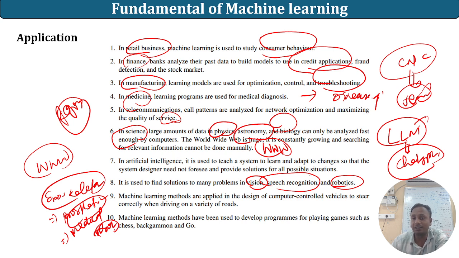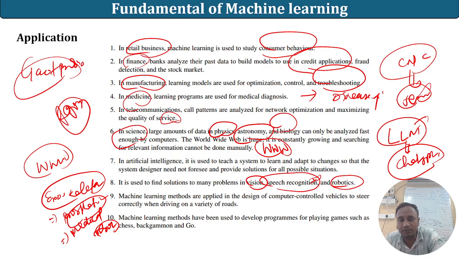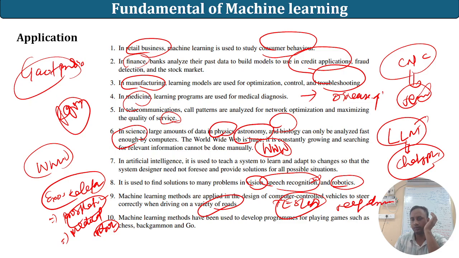Even we can do speech recognition also. Let's say we can do vision problems also. A vision problem is like a gait problem, where a person runs and we can see and analyze it. Machine learning can be used to design computer-controlled vehicles to steer correctly when driving on a variety of roads. It's something Tesla came across with the self-driving car. That's the single car that they're playing with in the world now.